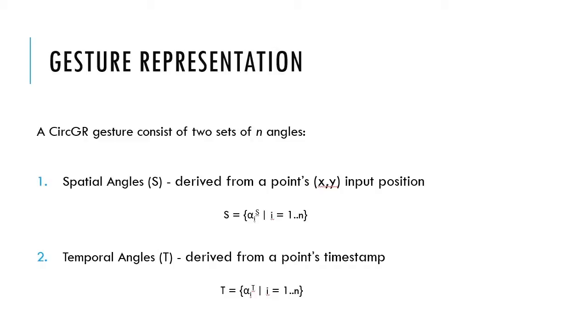Therefore, gesture representation in CircGR consists of two sets of n angles. One being spatial angles derived from a point's x and y input position, and temporal angles derived from a point's timestamp, or in other words, the time at which the touch input was created.